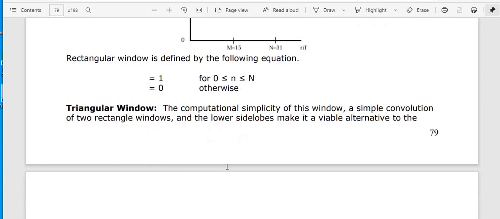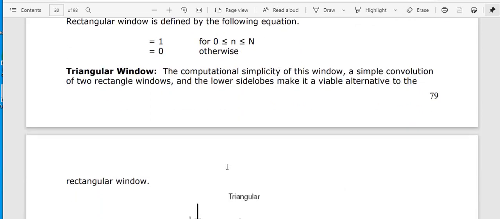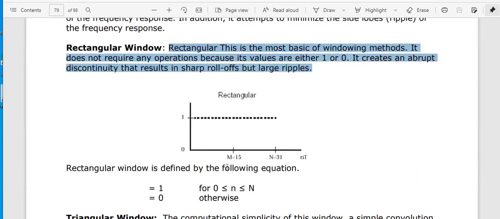Next is triangle. Triangle means what? So how do we get a triangle figure? The main thing, the rectangle, what we understand: the rectangular window is the most basic windowing method. It does not require any operation because its value is either 0 or 1. It creates an abrupt discontinuity that results in sharp roll off but large ripples. So the disadvantage of the rectangular window is this only, it has a larger number of ripples. That's the reason we most probably will not proceed with the rectangular window.